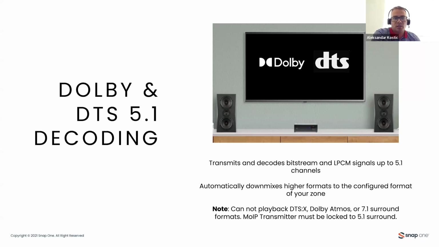So regardless of the available channels you have, for example a 12 channel amplifier, the maximum number of channels per zone is 6. That means 5.1 format.